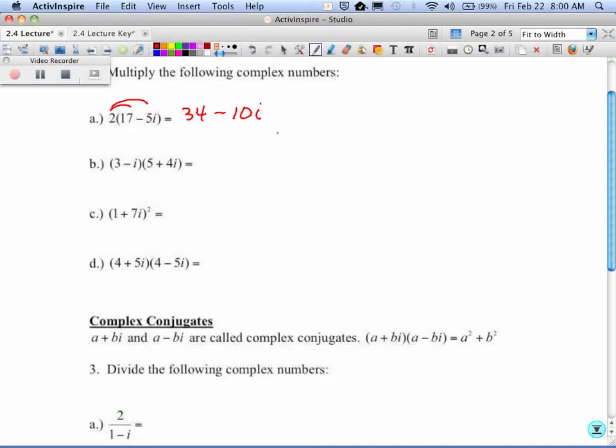Distribute again. It's the distribution property, but some of you will think in your head like foiling or the box method, or you'll do something. So 3 times 5 is 15. 3 times 4i is 12i. -1 times 5 is -5i. -1 times 4i is -4i squared.